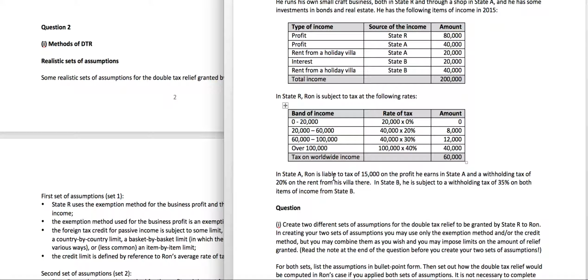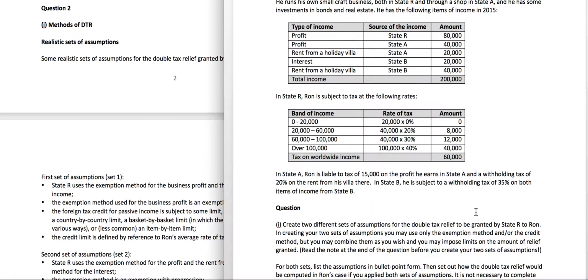And in state A, Ron is liable to a tax of $1,500 on the profit he earns in state A, and a withholding tax of 20% on the rent from his villa there. This being the villa in state A, so he's subject to 20% tax there. In state B he is subject to a withholding tax of 35% on both items of income from state B.